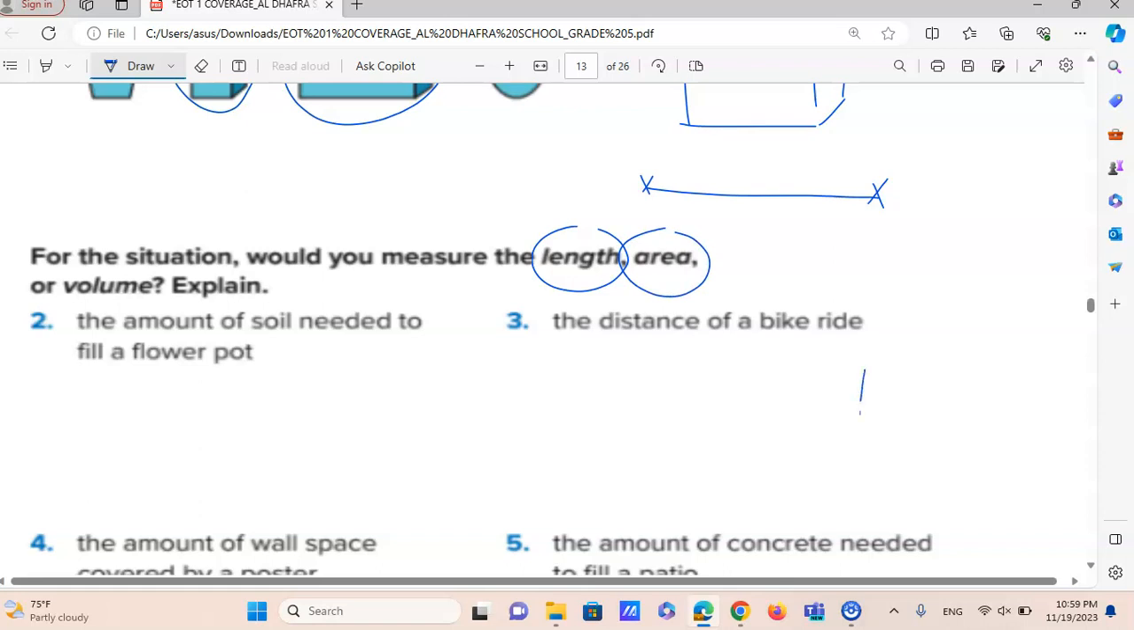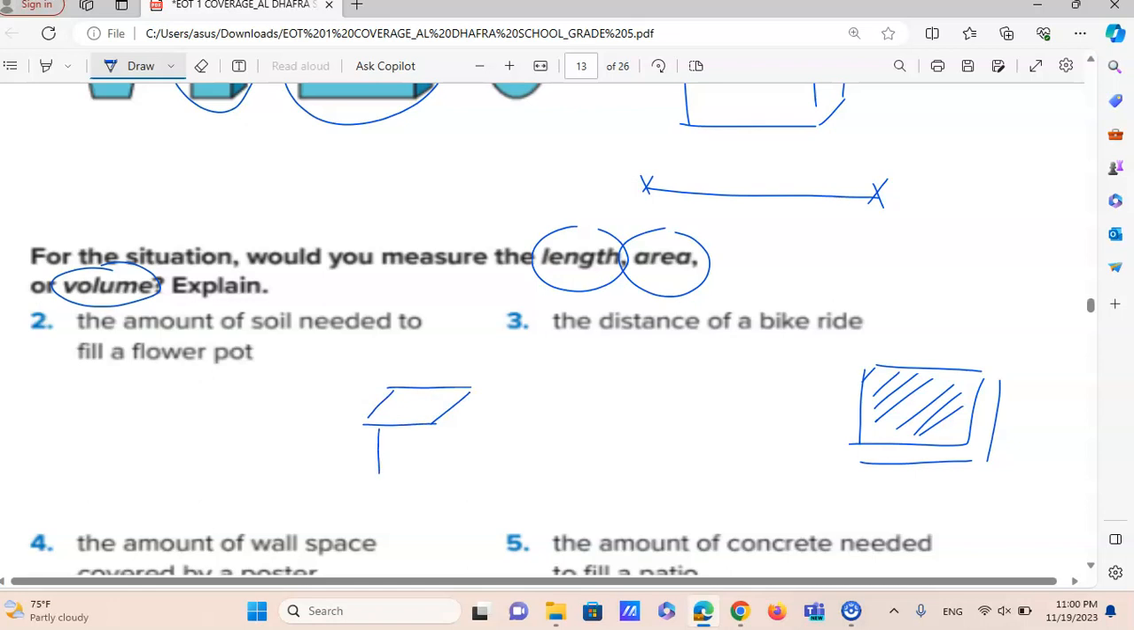We measure the surface of two dimensions, or a two-dimensional figure. So this is the area. How do you find it? We multiply length and width, only two dimensions. How about volume? We can measure the volume for figures that have three dimensions: length, width, and height. So any figure that has three dimensions has volume.